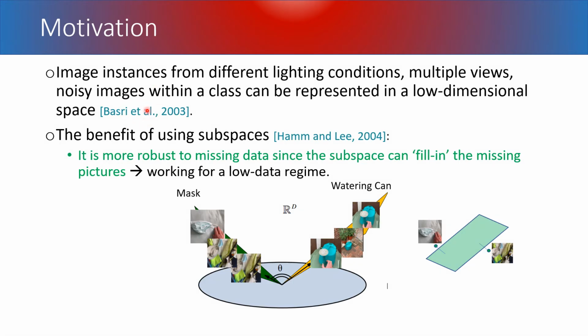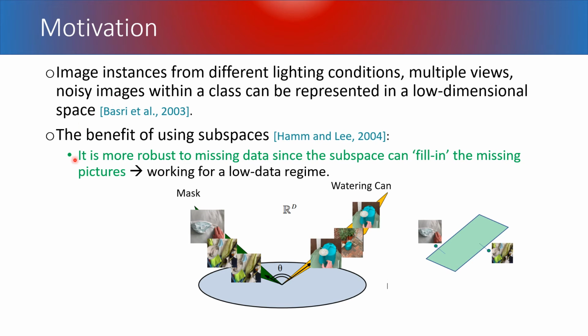Our work is motivated by the work of Basri et al. Here, image instances from different lighting conditions, multiple views, noisy images within a class can be represented in a low dimensional space. So this actually corresponds to the challenge from the Orbit dataset that has different lighting conditions, multiple views, and also noisy images. So I believe that subspace can be beneficial for tackling all of these challenges.